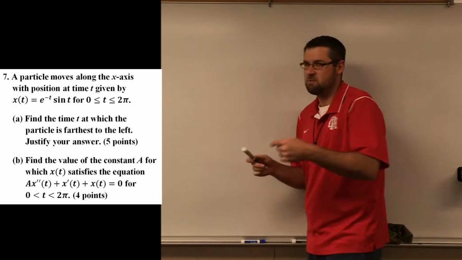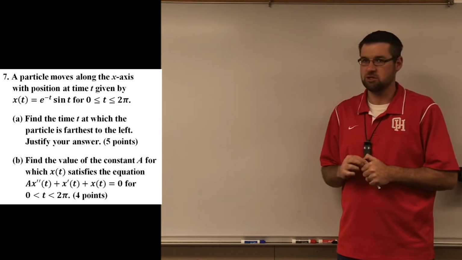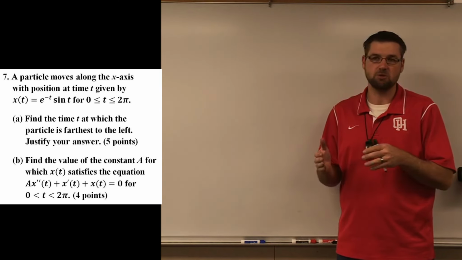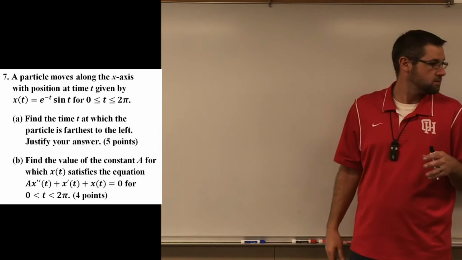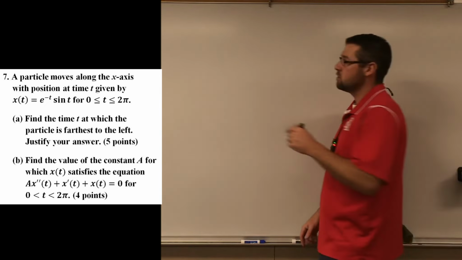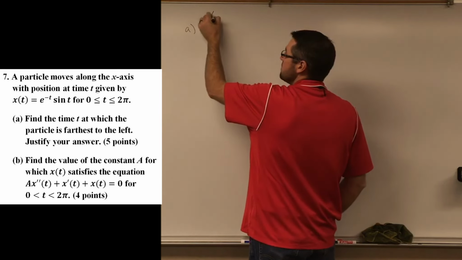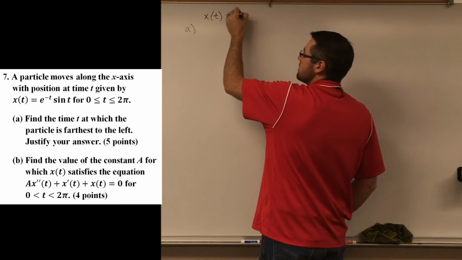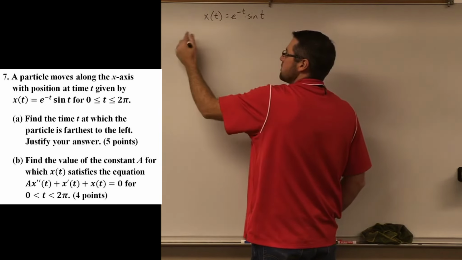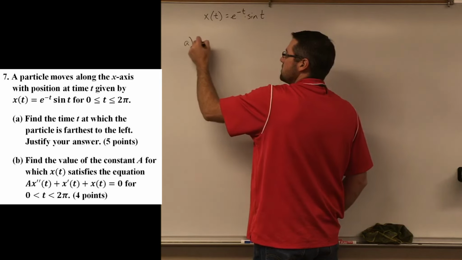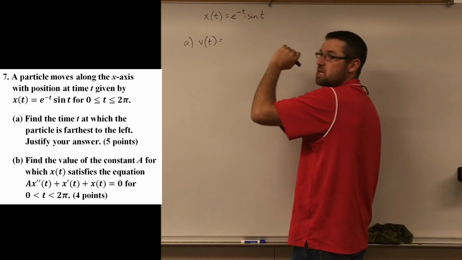Well, the derivative depends on what's given. What's given here? Position. So how do I find an absolute minimum? I'm looking at the velocity, okay? Let me write this down. x of t equals e to the negative t times sine of t. So what is velocity?